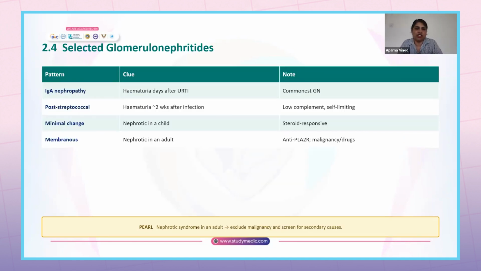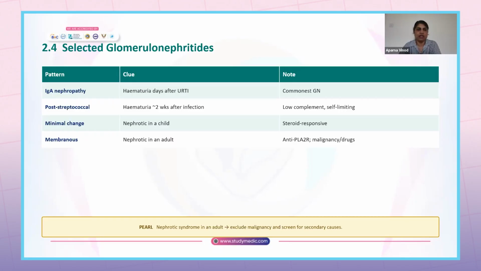Now, how to differentiate between the nephritic syndromes, okay? So all these will have hematuria and hypertension and low protein, this IgA nephropathy and post-streptococcal nephropathy. You can differentiate by the time between the infection and development of hematuria. If hematuria develops within days after URTI, like within 2 to 3 days, then it is mostly IgA nephropathy. It is quite common. Okay, post-streptococcal glomerulonephritis, the patient will develop hematuria close to 2 weeks after infection, and it will be associated with low complement, and it is self-limiting.